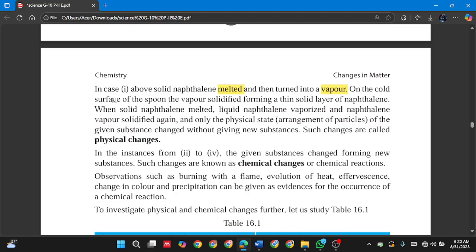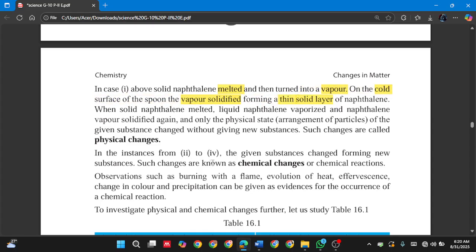So solid turns into liquid, then liquid turns into vapor. But after you cool it by using another cold spoon, that vapor converts back and quickly gets into the solid state. Okay, so vapor solidified. This is what is happening there on the cold surface, forming a thin solid layer of naphthalene.